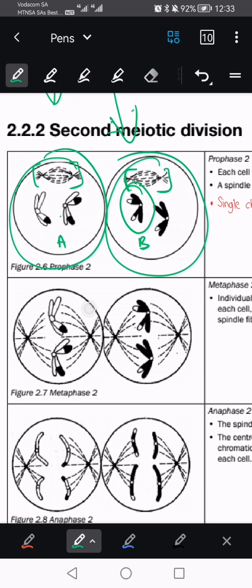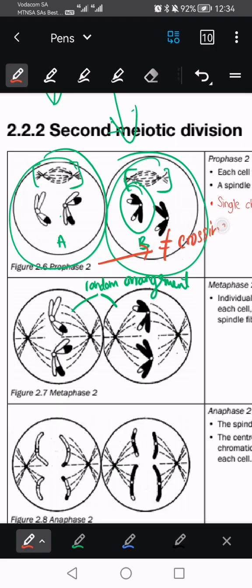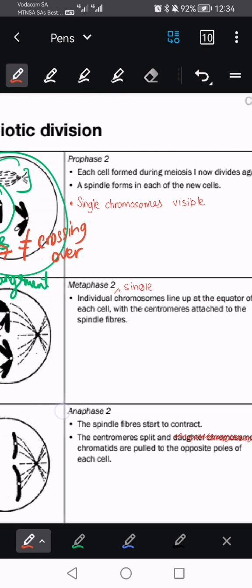Now here in metaphase 2, please remember the important process that is happening in both cells here of random arrangement. Right? And also please note, in prophase 2, there is no crossing over taking place. Crossing over only happens in prophase 1. There is no crossing over taking place.